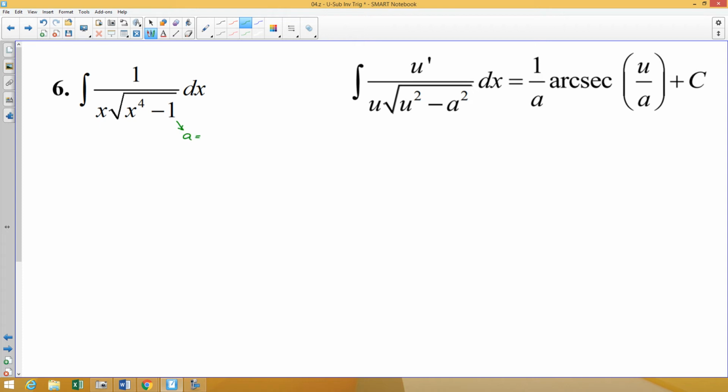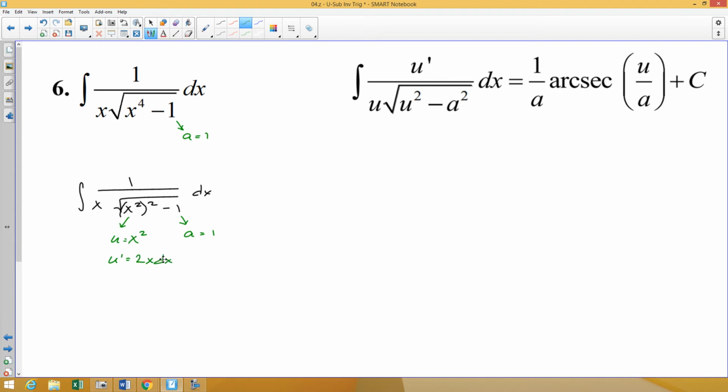So my a is 1, which is going to make it a little bit nice, but also remember that you want it to be something squared minus 1, and u to the 4th is the same thing as x squared squared. And if you need to rewrite it, 1 over x square root x squared squared minus 1. It might help, I'm not sure. It's a very subtle difference. My a value is still 1, but now I can see that the thing being squared is x squared. Well, if that's my u, I've got to find u prime, and the derivative of x squared is 2x dx.